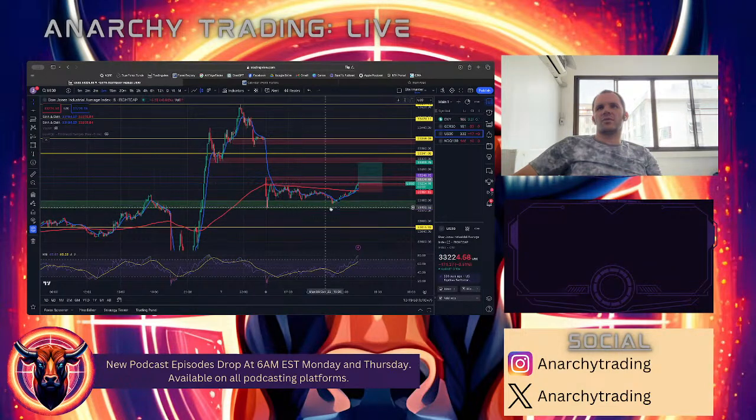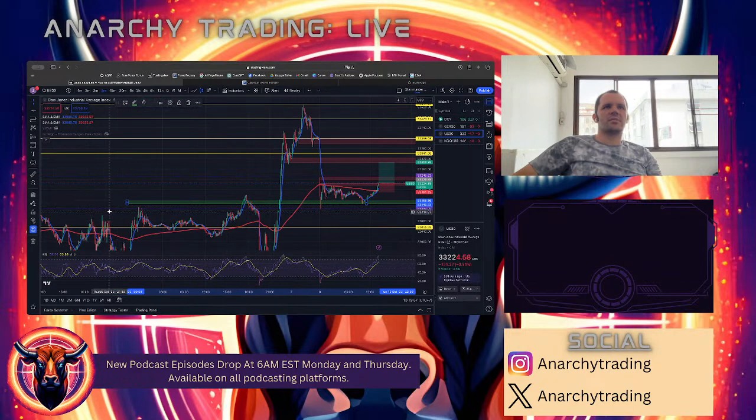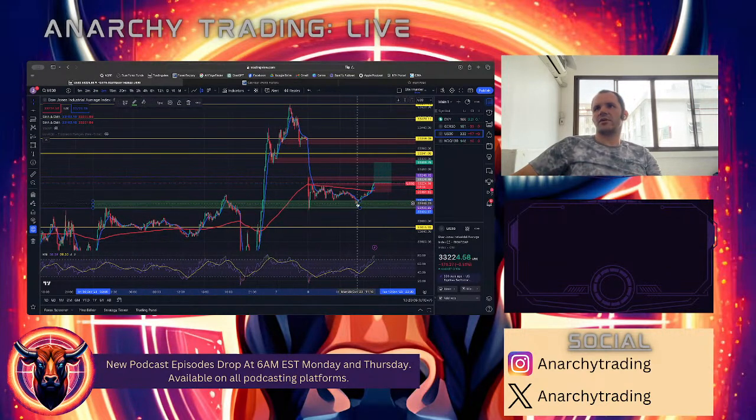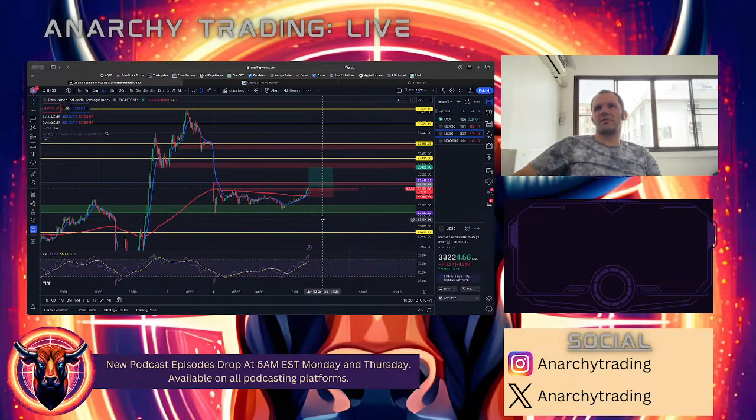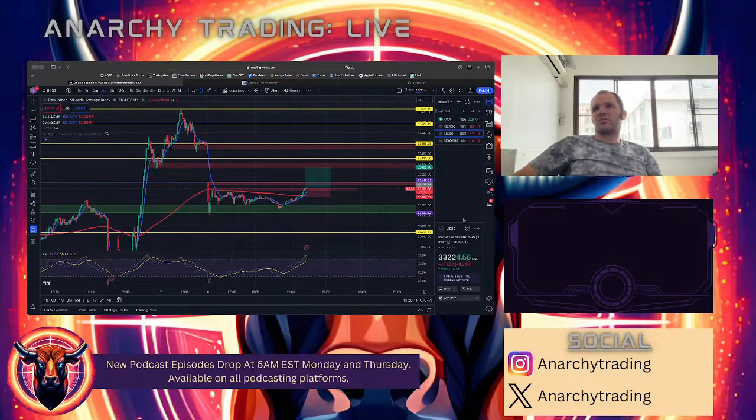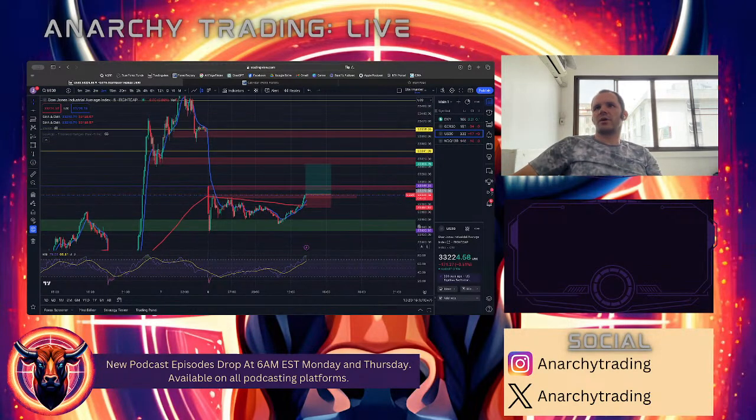I don't really want it to, like, it tested this level. Do we make this a little bit? But then we've got here, so I think we need to keep it wider. I would do this so it just encompasses these wicks over here. It's a bit wide, meaning if it breaks down here, I'm probably not going to enter until it's completely below. Let's watch the price action and see what it does.